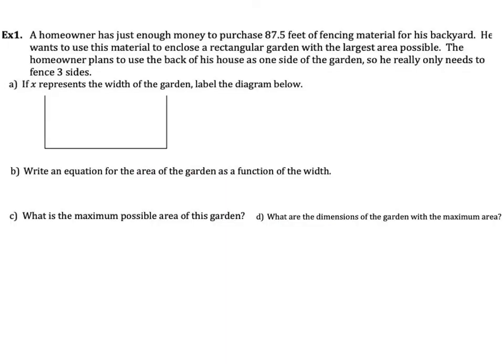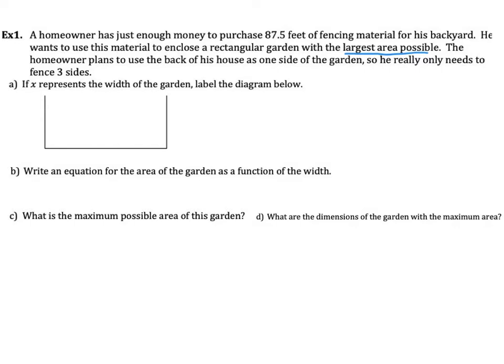All right, our first example. It says a homeowner has just enough money to purchase 87.5 feet of material for his backyard to create a fence. He wants to use this material to enclose a rectangular garden with the largest area possible. So again, optimization, we're trying to create the largest area possible. The homeowner plans to use the back of his house as one side of the garden, so he really only needs to fence 3 sides. If X represents the width of the garden, label the diagram below.